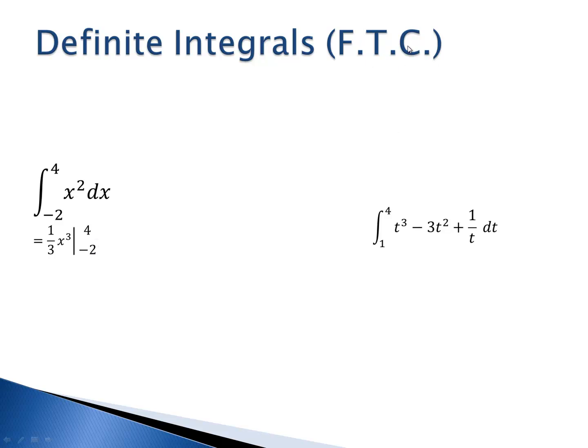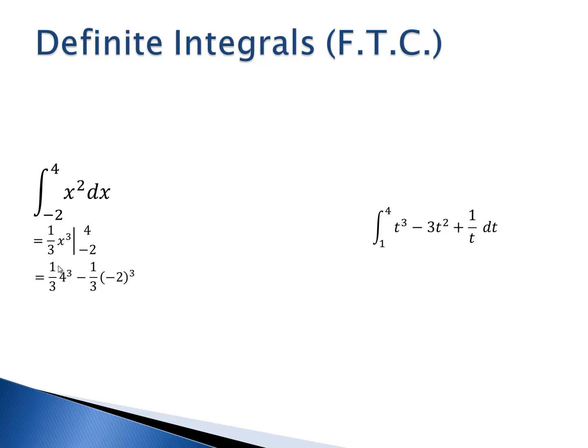But our fundamental theorem of calculus, FTC, tells us how to evaluate that. So we'll put in 4 first, put in the top limit, and then subtract what we get when we put in that bottom limit, -2. So 1/3 times 4 cubed minus 1/3 times -2 cubed. Alright, so now we have all numbers in there, we're just evaluating.